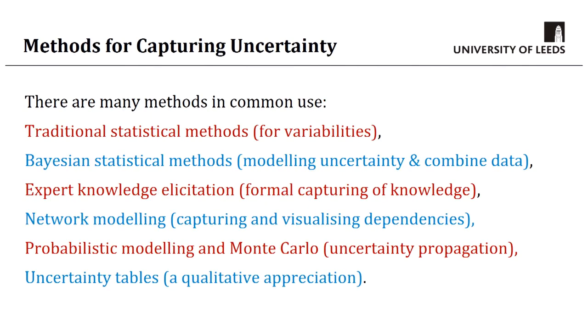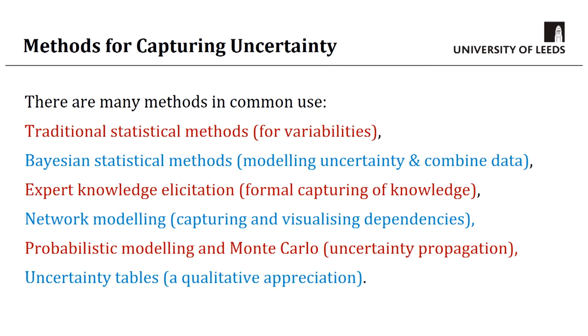So here's my one slide on all the methods for capturing uncertainty, and these are not all the methods by any stretch of the imagination. This is my favorite methods that I want to tell you about. When we've got experimental data and we think about variability in measurements, traditional statistical methods can be used there. There's no problems with that. The frequentist hypothesis testing, confidence intervals, all these things are very useful in this situation. Then we've already heard a little bit about Bayesian statistical methods, where we can model the epistemic uncertainty on top, and we've got methods for combining data.